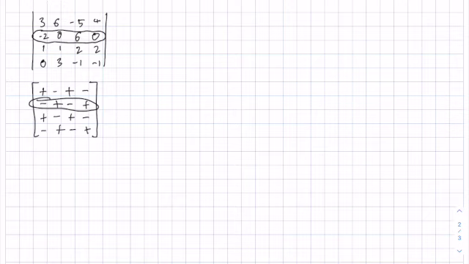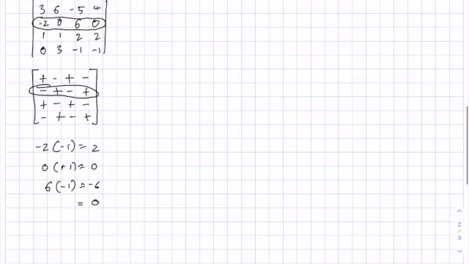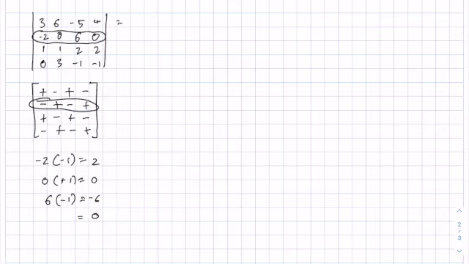You see this negative 2 here, we have to apply the negative sign onto that. So it's negative 2 times negative 1, which is 2. 0 doesn't matter, but if you were to solve it out, it would be 0 times positive 1, which is still 0. And then we've got 6 with a negative sign, so 6 times negative 1, which is negative 6. The other one is 0, again doesn't matter, still 0. So let's take the 2.